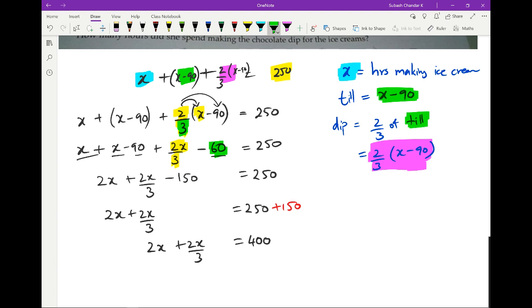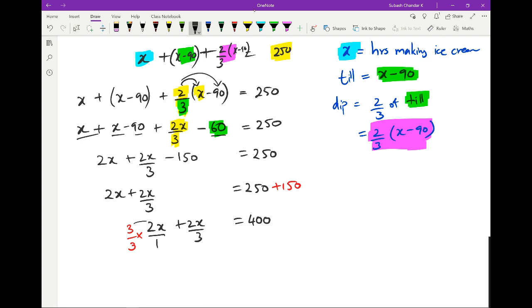Okay, hopefully you guys got that part, and I can just keep carrying on. So what happens now is this part here, I've actually got to combine it together. And for me to combine it together, I need both of the denominators to be the same. Now 2x has a denominator of 1. So if I want to change that denominator to a 3, I've got to multiply the denominator by 3 and the numerator by 3. So what ends up happening is I've got 3 times 2x, which equals 6x over 3, and then plus 2x over 3 as it is.